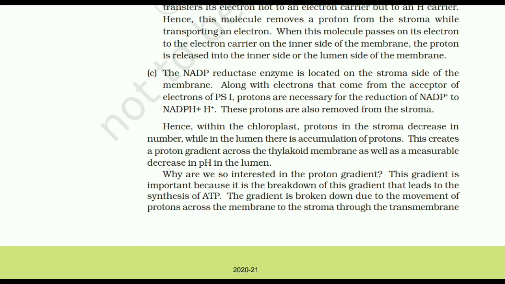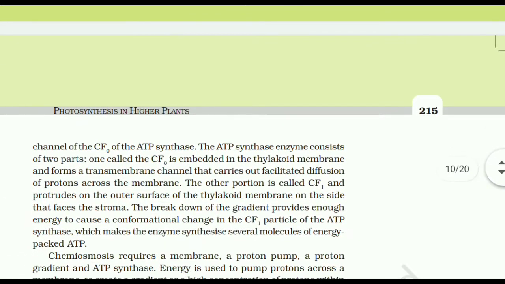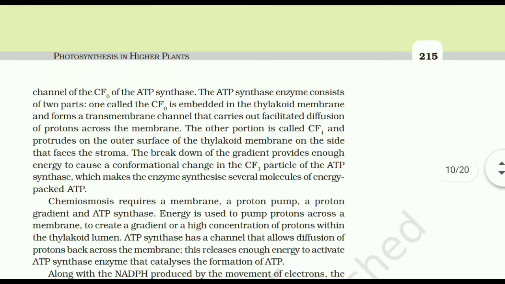Why are we so interested in the proton gradient? This gradient is important because it is the breakdown of this gradient that leads to the synthesis of ATP. The gradient is broken down due to movement of protons across the membrane to the stroma through a transmembrane channel of CF0 of the ATP synthase. The ATP synthase enzyme consists of two parts. One called the CF0 is embedded in the thylakoid membrane and forms the transmembrane channel that carries out the facilitated diffusion of protons across the membrane.